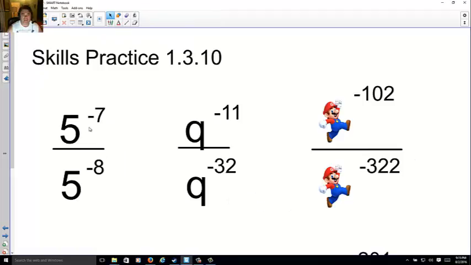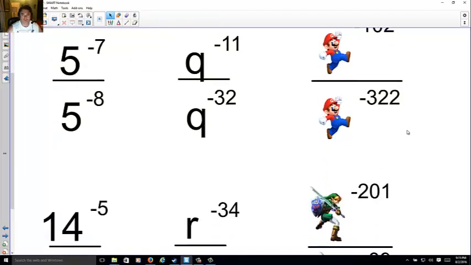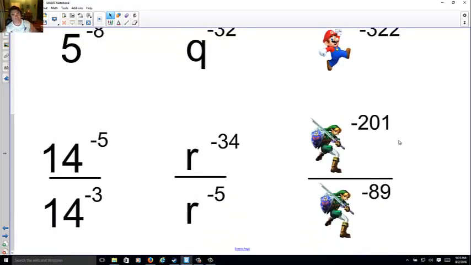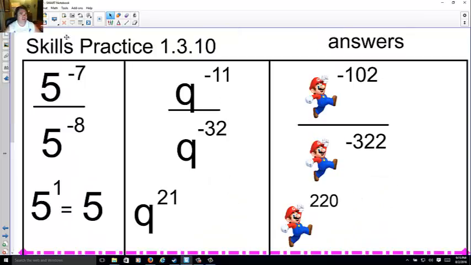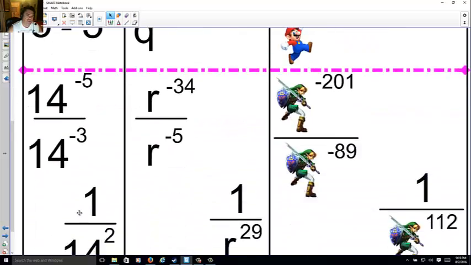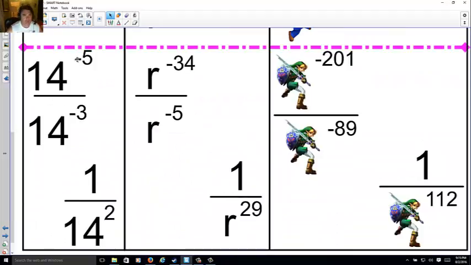Skills practice, go ahead and give this a try, 5, Q and Mario, go ahead. Oh, and there's three more, so go ahead, try these three, I'll drop down and do these three. Okay. Looks like we have 5 to the 1st or 5. This one we have Q to the 21st. We have Mario to the 220th. We have 1 over 14 squared because the bottom won by 2. Here we have the bottom winning by 29, so 1 over R to the 29. And here, 1 over Link to the 112th.